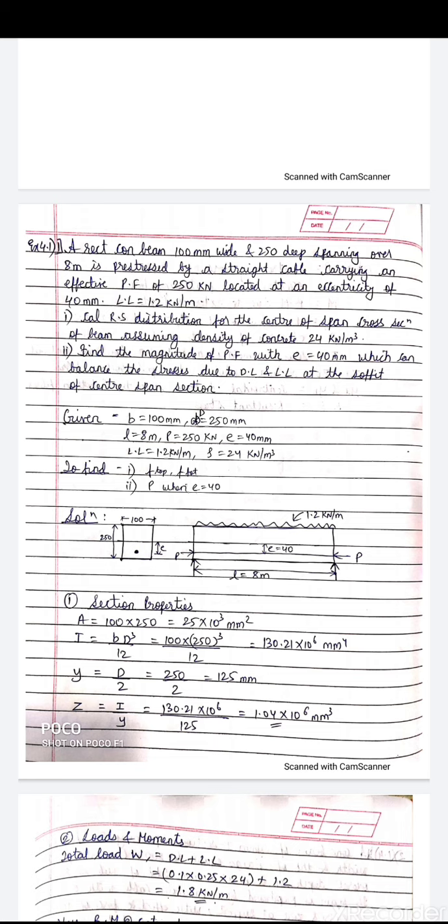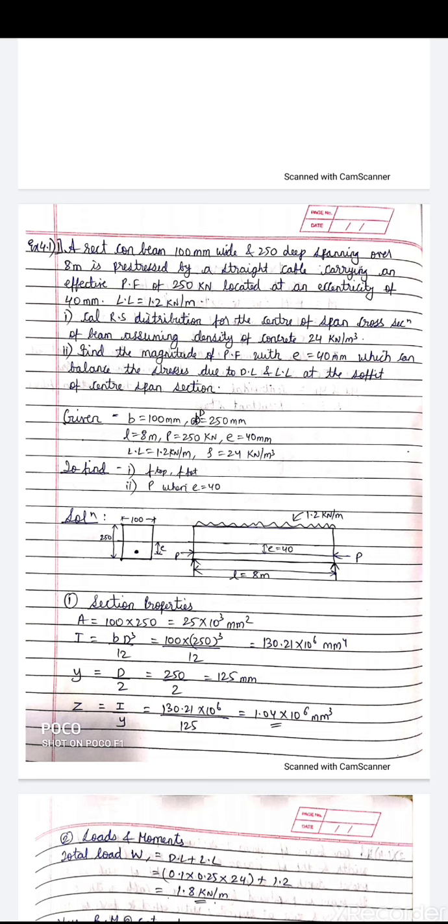So remember these keywords which are given in the question. I'll just explain to you. To balance the stresses due to the dead load and live load at the soffit, means bottom, at the center span sections. To balance the stresses means your F bottom is 0. So in that condition you have to find out your pre-stressing force. So that was the hint of the problem.